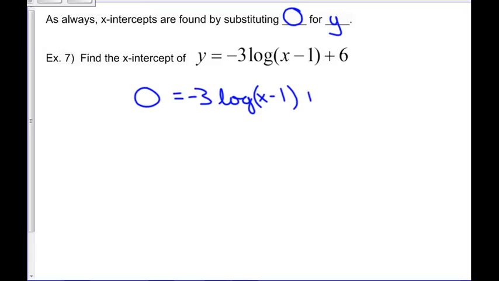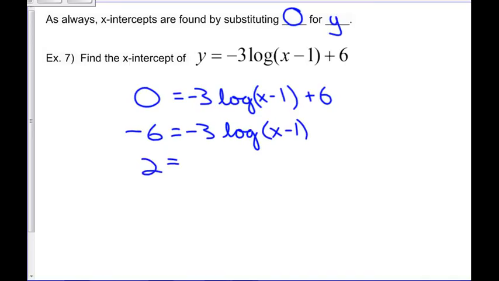Now this has a whole bunch of mess to it. You probably want to isolate that logarithmic term, so I'm going to bring my 6 over. I could divide by negative 3. That'll give me 2 equals log(x minus 1). You might say, well, that doesn't really help us a lot.